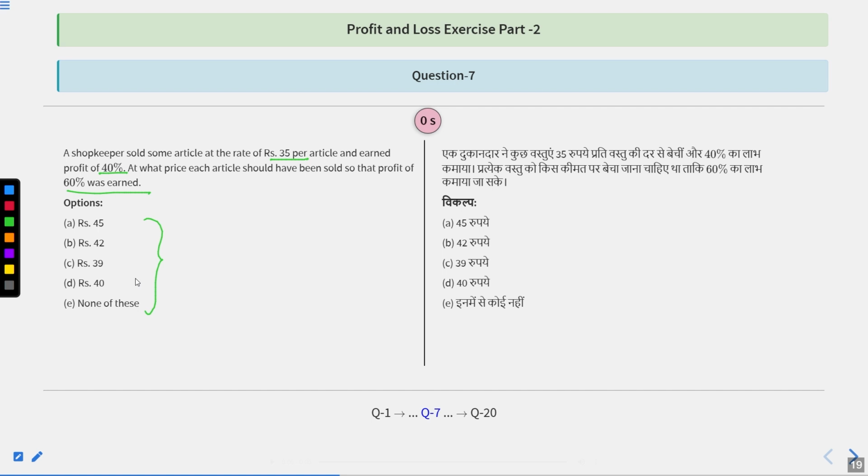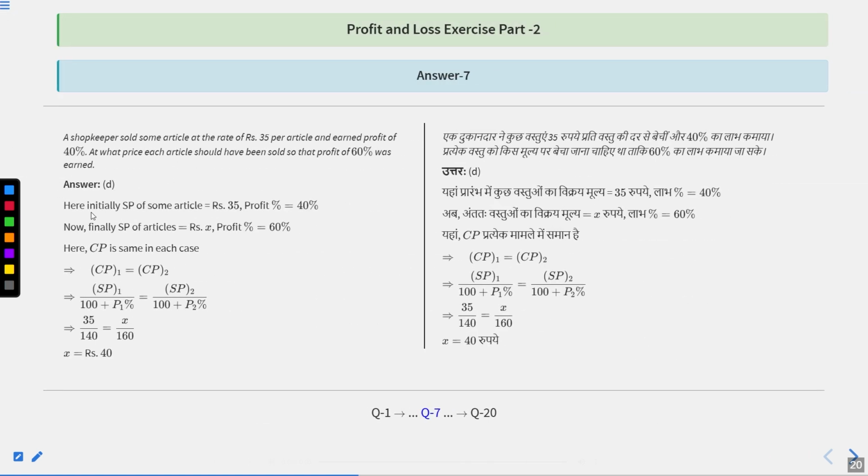Now time's up. Let's see the solution. According to the question, initially SP of the article is 35 and profit is 40%. Clear? It is given. Now the final SP of the article, we let it be X, and profit is 60%. Clear? Hence CP is the same in each case. It is given in the question. Cost price of each article is always constant.